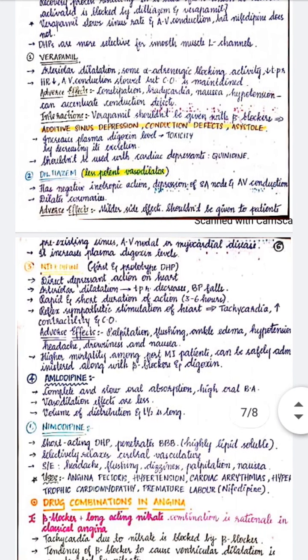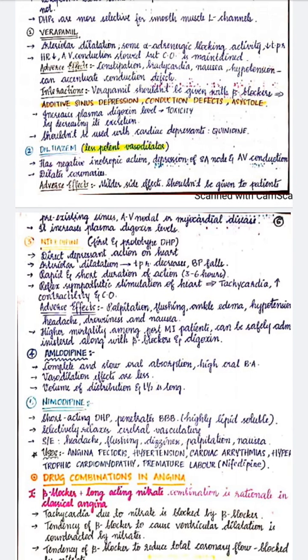Let's learn about Verapamil. It causes arteriolar dilatation. It has some alpha blocking activity and reduces the total peripheral resistance. Heart rate is reduced, AV conduction is slowed, but the cardiac output is maintained. Adverse effects include bradycardia, nausea, hypotension, and it can accentuate the conduction defects.